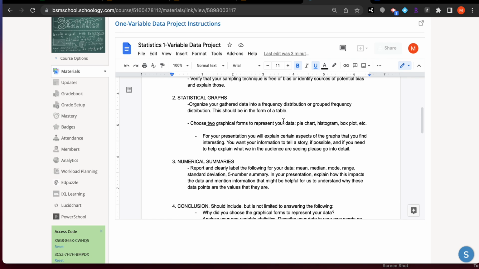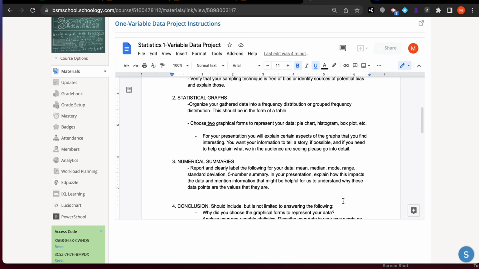Once you have all your data, you're going to organize it into a frequency distribution table. This could be grouped if you have a lot of data points that are spread out, so you'd be able to choose your own class width. But you're going to have a table with your data, and then you're going to choose 2 different graphical forms to represent your data. You could do a pie chart, a histogram, a box plot, whatever you want. Make sure it makes sense for your data, but otherwise it's pretty much up to you, just a visual representation of your data.